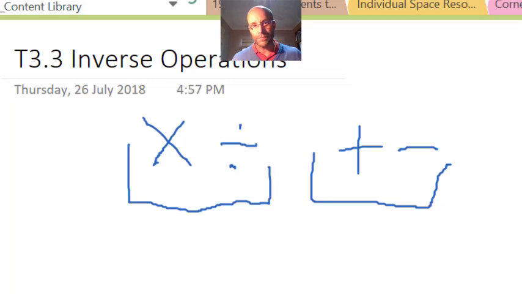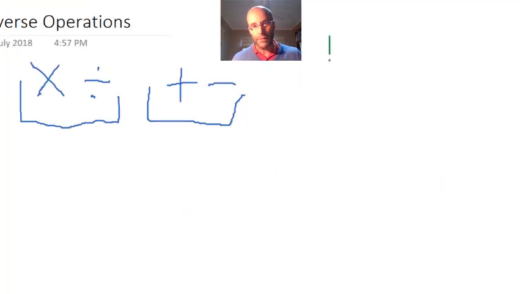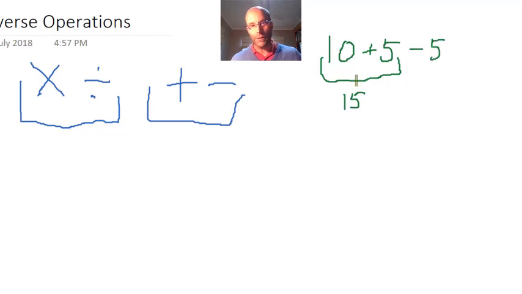Let's look at some simple ones first. If we start with 10 and we add 5 on, we get to 15. So the result of that is 15. If we take 5 off, and remember these are inverse operations, adding 5 and taking 5, we end up with what we started with, which was 10. So inverse operations effectively undo each other.